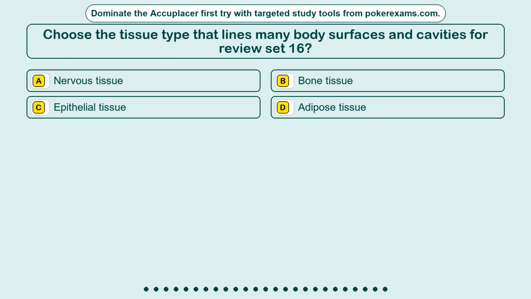Question 24. Choose the tissue type that lines many body surfaces and cavities for review set 16. Option A, nervous tissue. Option B, bone tissue. Option C, epithelial tissue. Option D, adipose tissue.